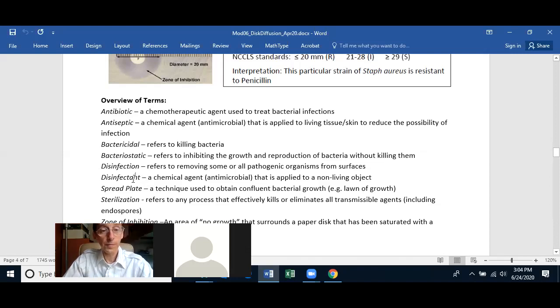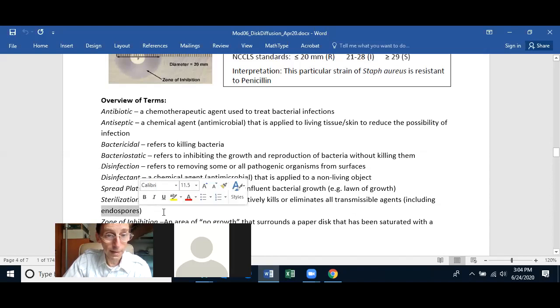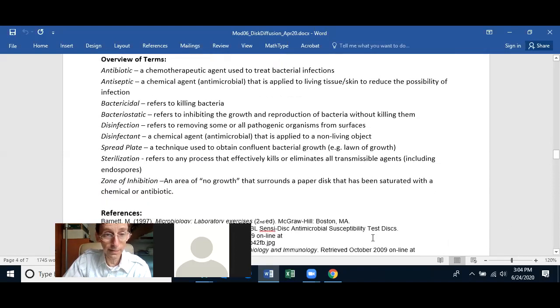If you do kill everything, then we call it sterilization, the process that effectively kills or eliminates all transmissible agents, including endospores. Endospores generally are the hardest thing to kill. In the lab, we usually get sterilization by putting things in an autoclave. There are different ways you can sterilize things, like putting something under UV light for a long period of time. That will sterilize the surface, but obviously underneath you'd have trouble, so you'd have to turn it over to sterilize the other side.